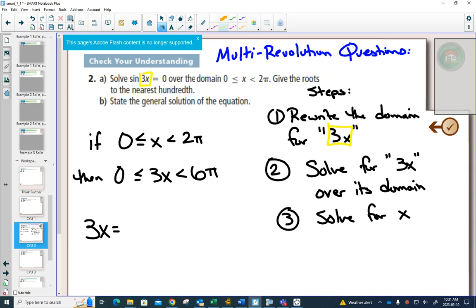That's the first time around. Agreed? But how many times do we need to go around? Because it says solve for 3x over its domain. This one in the multi-revolution, we've got to go 3 times around. Second time around would be 2 pi, 3 pi, and 4 pi.